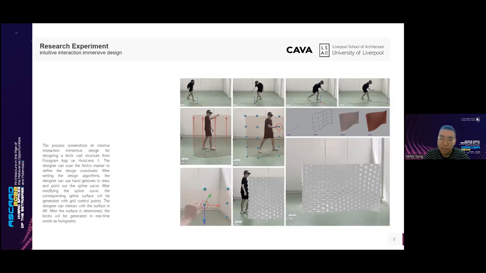So after the surface is determined, the brick holograms will be filled in the surface automatically, and the designer can adjust the number of the bricks, the angle, the brick density, etc. By using the same method as in prototype A to play with the AR UI from HoloLens, or even set the interference point to do more fancy or customized algorithm design.